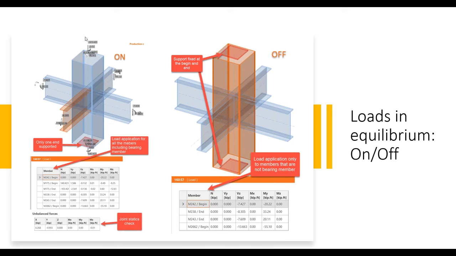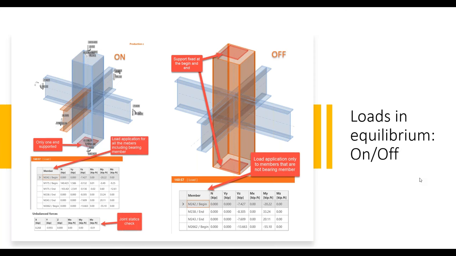So as I said, this is an example that I bring from results from another software. So I have exactly the reactions to have equilibrium in this node, right? And also you will see the joint statics check. If you have it off, as in the first analysis that I did, you will have the support fixed at the end and at the start of the member. Again, this is a continuous element. And then the load application will be available only to the four elements that are modeled here, not in the support, but in the other members, all right? So that is the difference between loads in equilibrium on and off, if you are wondering how this works. Okay, let me go back to the software, okay?